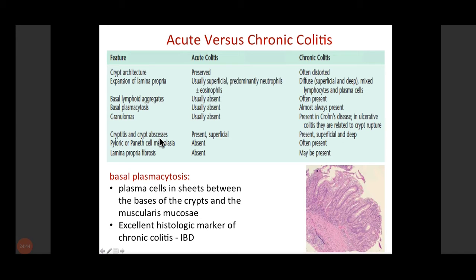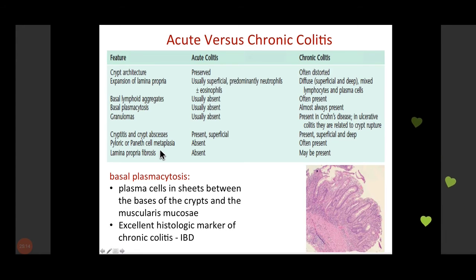Cryptitis and crypt abscesses. I'll tell you exactly what these are in the subsequent slides. These are, as you can make out, an abscess, and -itis usually means inflammation. So this is neutrophils in those crypts, in those mucosal glands or crypts. These are present in both acute and chronic colitis, but they are less often present in chronic colitis. So when the patient is in remission, they may not be present. They will be present when the patient is in active acute or chronic colitis.